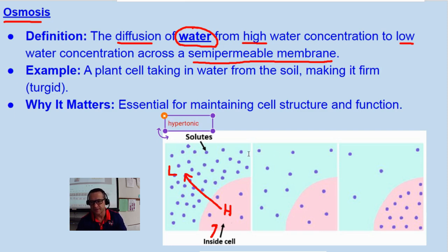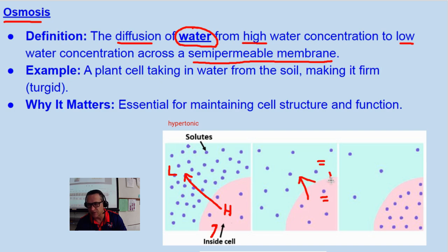Hypertonic solution. Now over here, you can see this one, it's equal. There's equal amounts. We're going to say these are salt. Equal amount of salt on the outside, equal amount of salt on the inside. So this way, water is going to move in and out of the cell equally. And that cell is not going to get bigger or smaller. It's going to stay the same size.